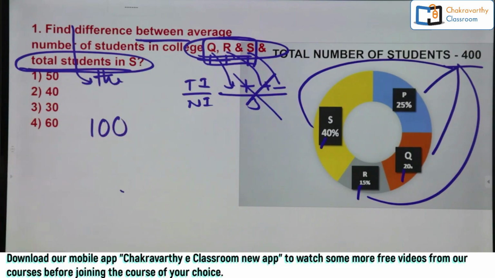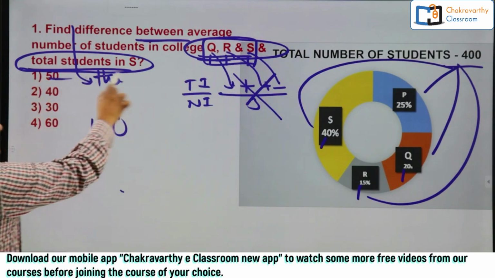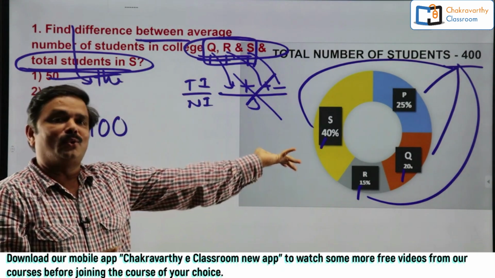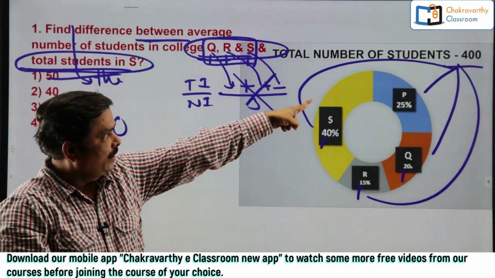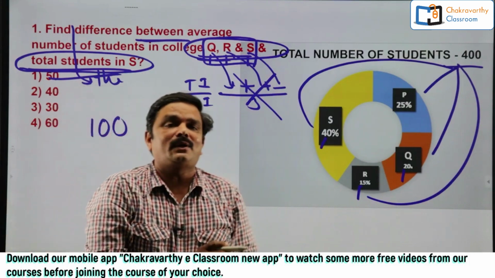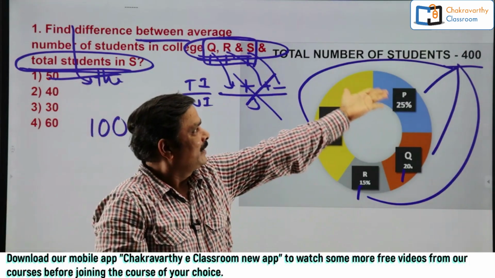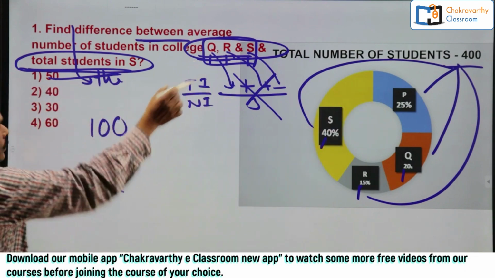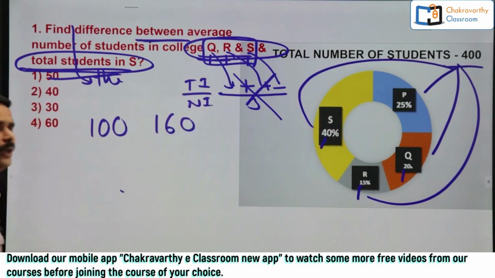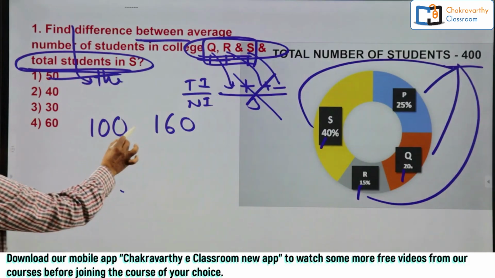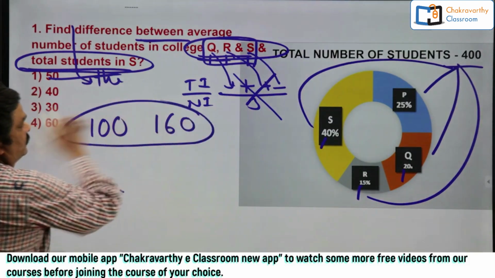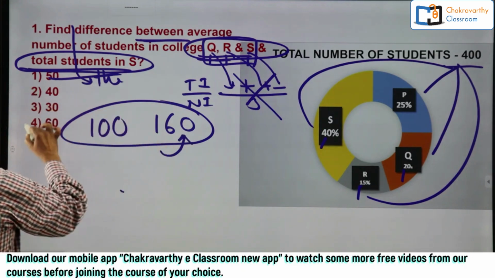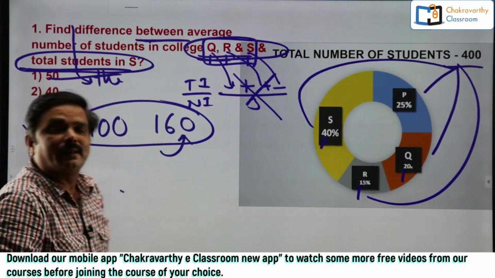I got one figure. Then total students in S is 40%. 40% is nothing but, you know that one, 2 by 5. 2 by 5 of 400. What is 40% of 400? Simply you can go for this one, that is into 2 by 5 you do. So that will become 80 and 2, that is 160. Now what is the difference between these two? They are asking difference between these two. The difference is 60. So my option is option number 4 is the right one.